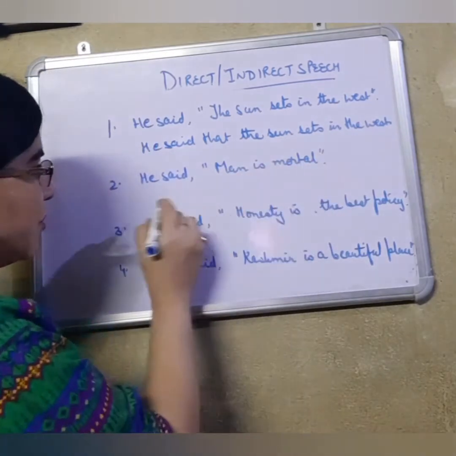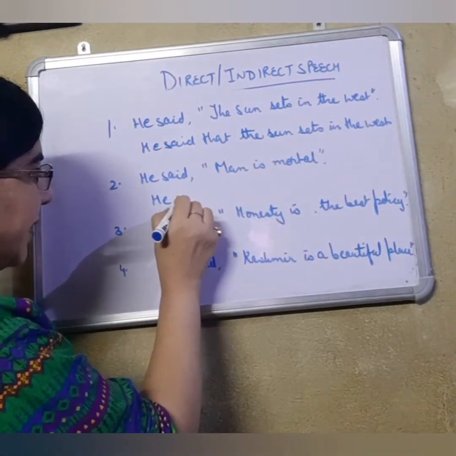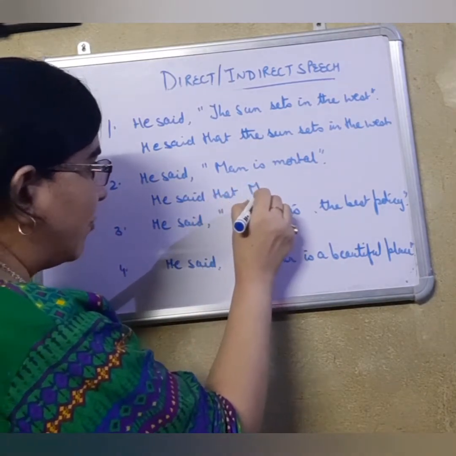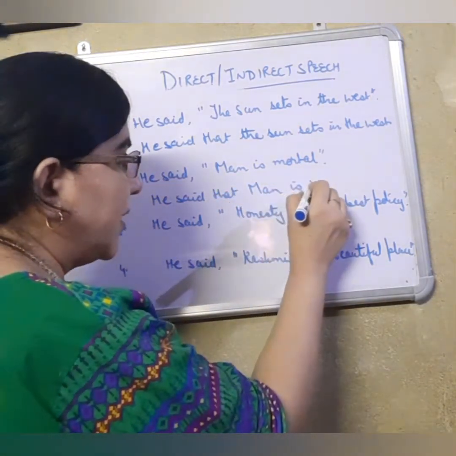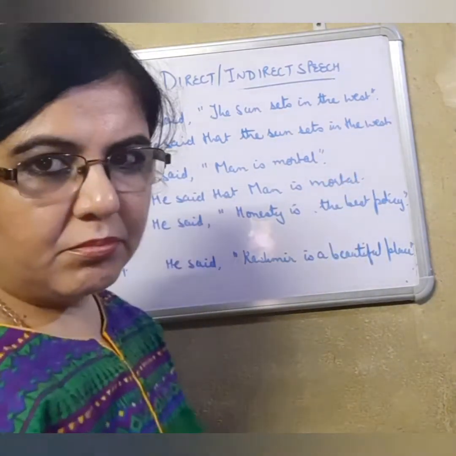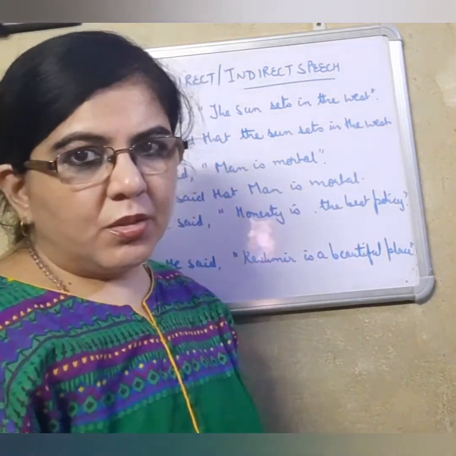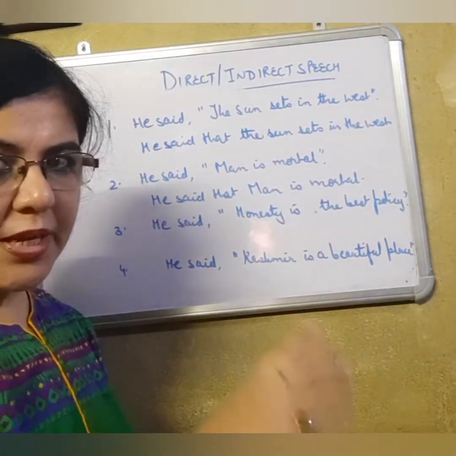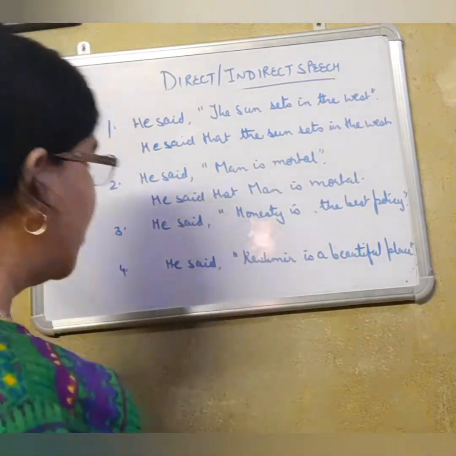He said man is mortal. You will say he said that man is mortal, not man was mortal, because it is a universal truth. Man is not immortal. Okay? So if you write man was mortal, it will be wrong in your exam.